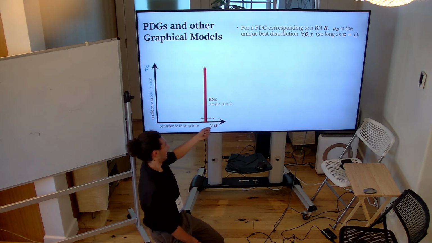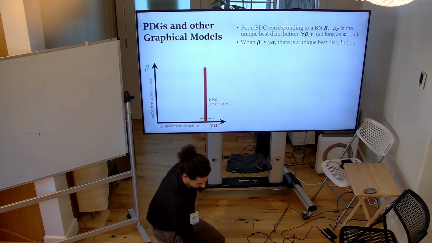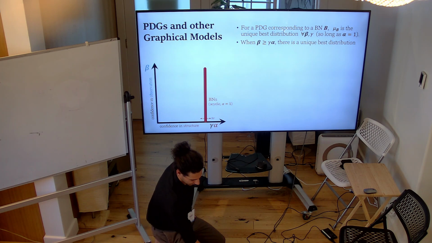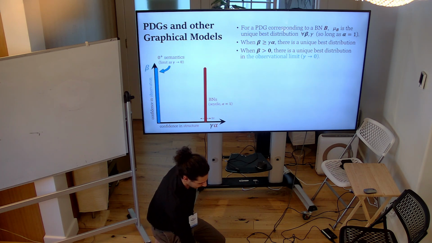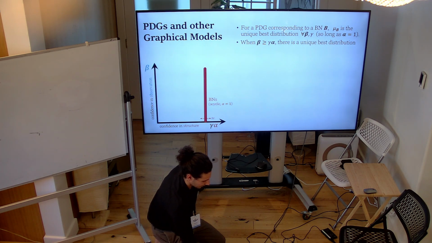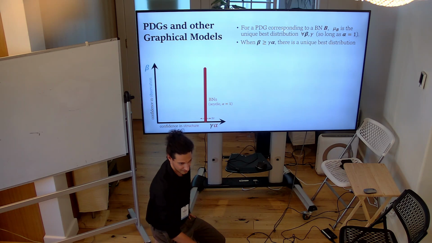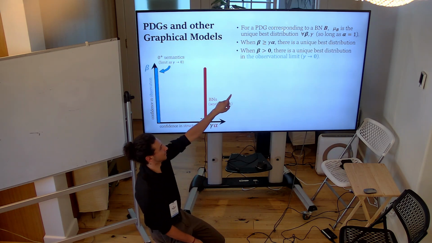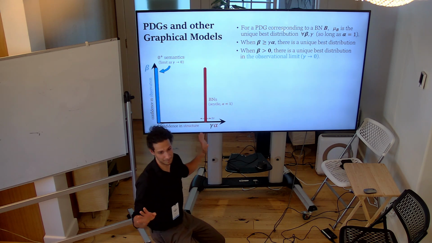So gamma doesn't matter, it can go back and forth here in this picture. When there's enough quantitative belief, enough observational belief, there's always a unique best distribution. So that's what I meant by often there's a unique distribution specified by the PDG, and in particular there's one in the limit as gamma goes to 0, no matter what.